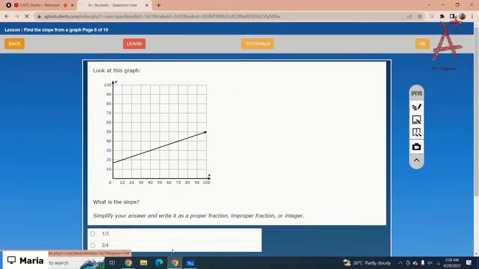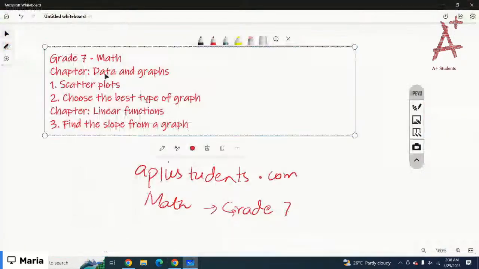So we're working on grade 7 maths. The chapter we're working on is data and graphs. Lessons we have today are scatter plots and choose the best type of graph. Then we moved on to linear functions, and the lesson we have covered is find the slope from a graph.